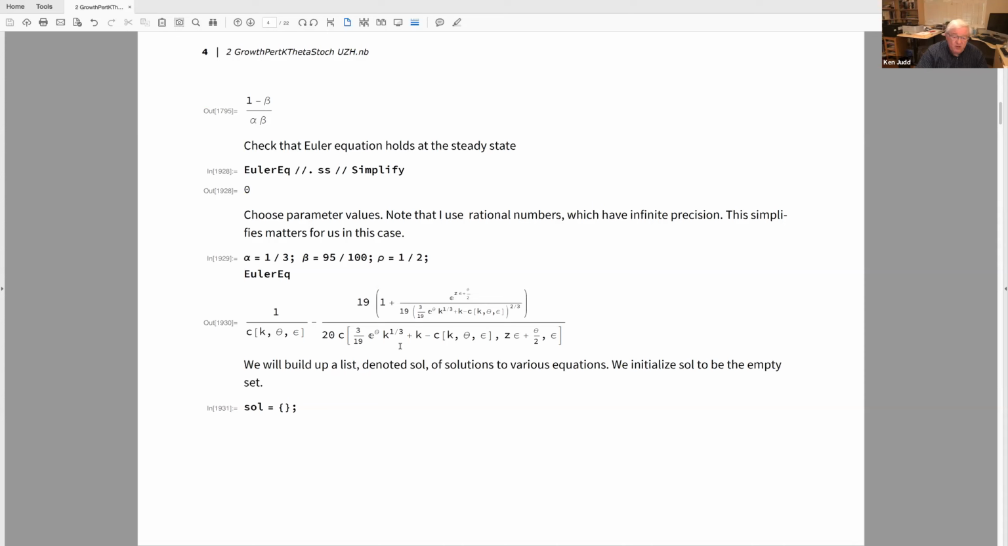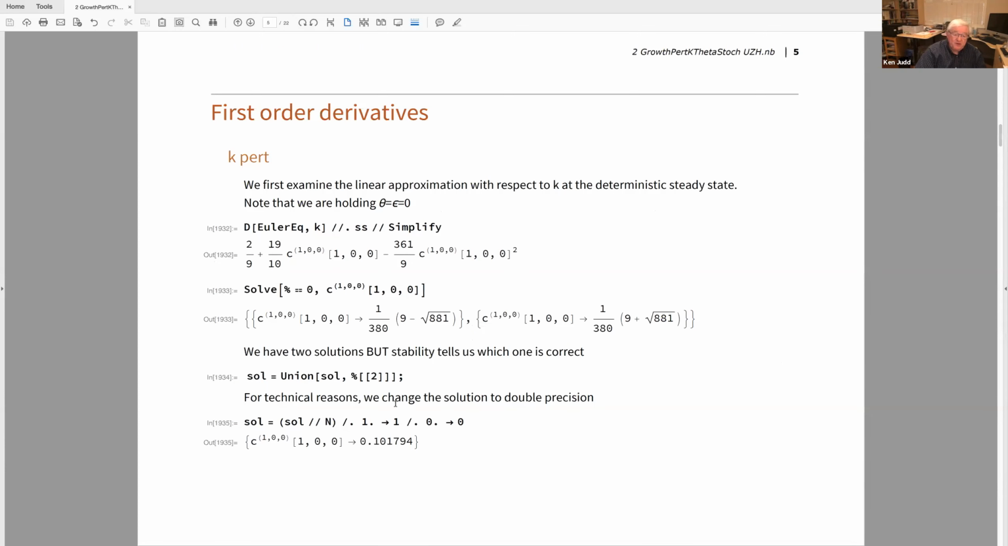Now, we check that the Euler equation holds at the deterministic steady state, picking your parameters. Here's the Euler equation. Basically, what we're saying is that the expectation of this thing, for any k, any theta, where the expectation is over the z, should be 0. Now, what are we going to do? First, we do the deterministic stuff.